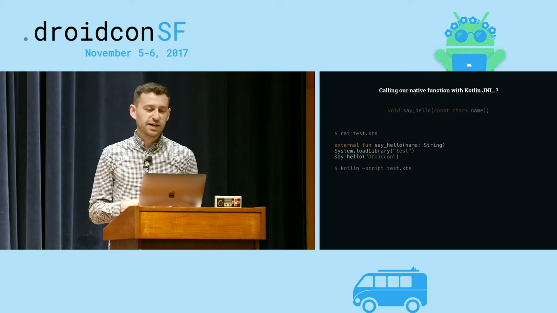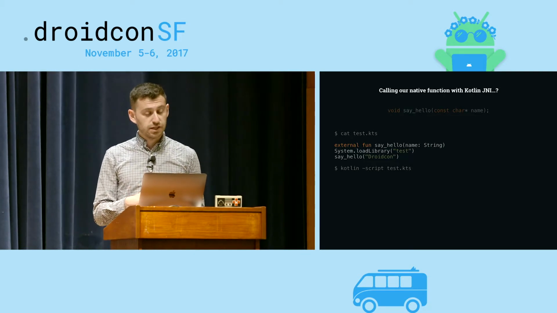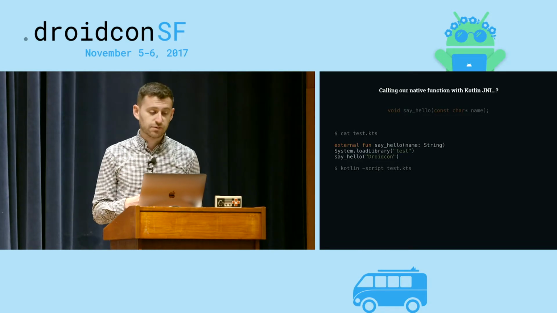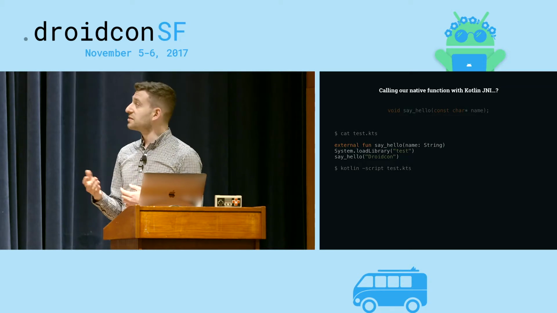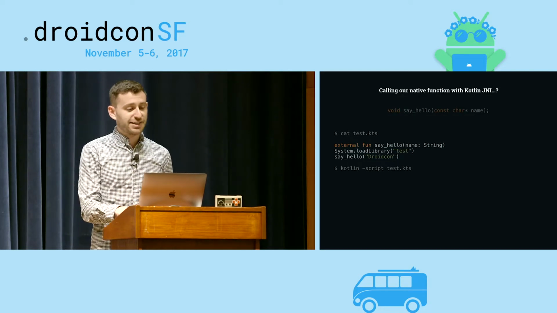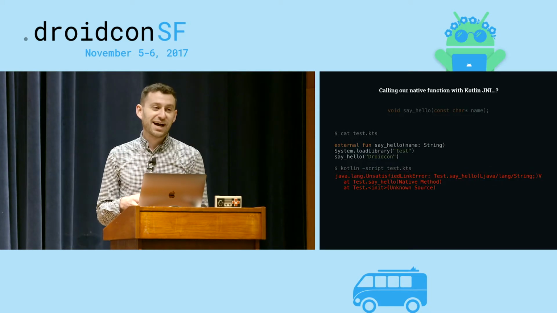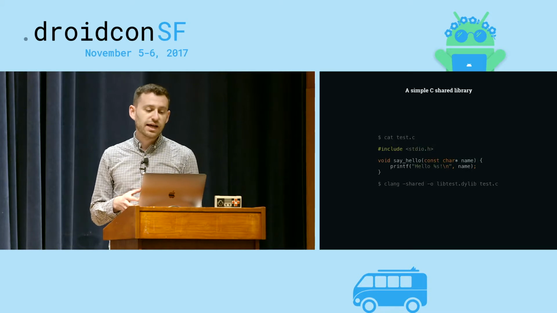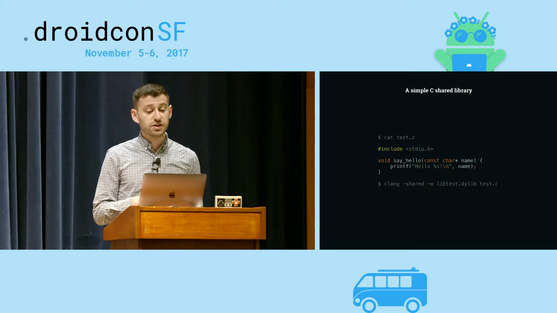thing? So I define a function using the external keyword, which is equivalent to the native keyword in the legacy Java programming language. We can then tell the system to load the native library and call the method. Now, unfortunately, this does not work, and I quickly learned why. It turns out that JNI is not able to call standard C functions directly.